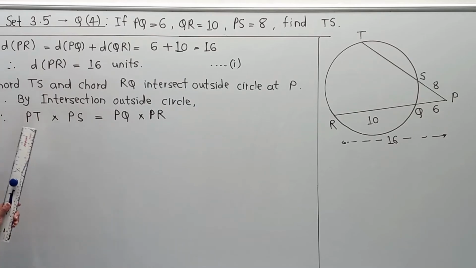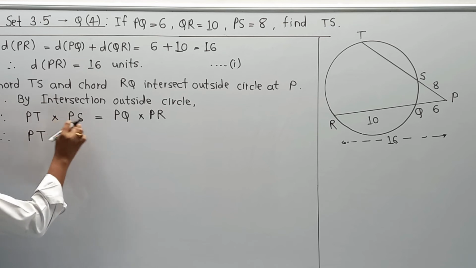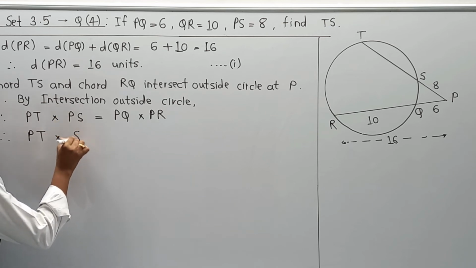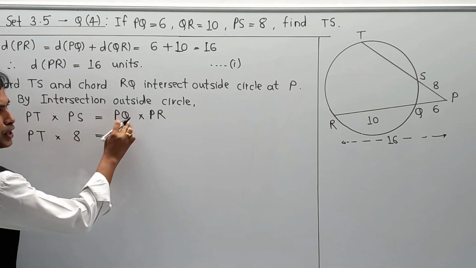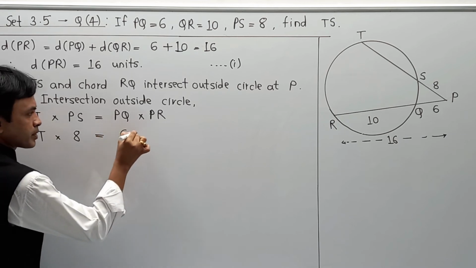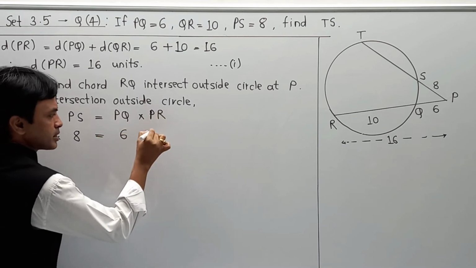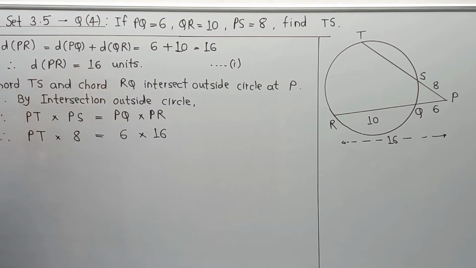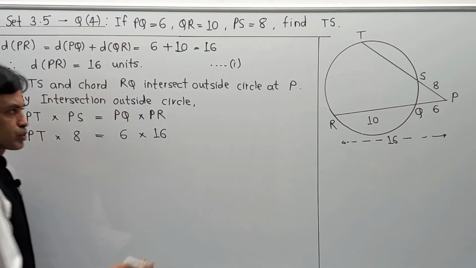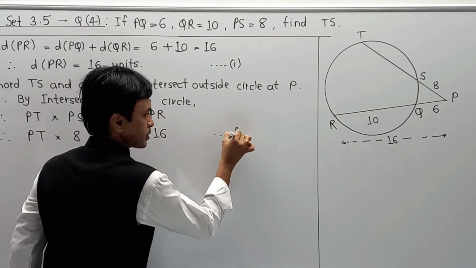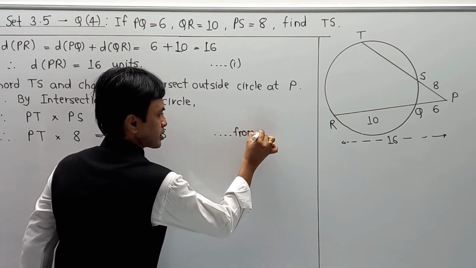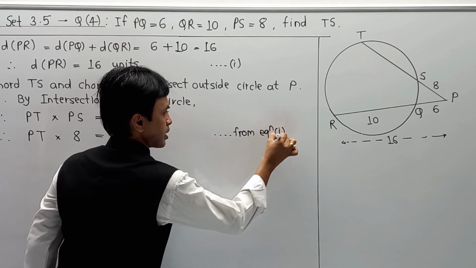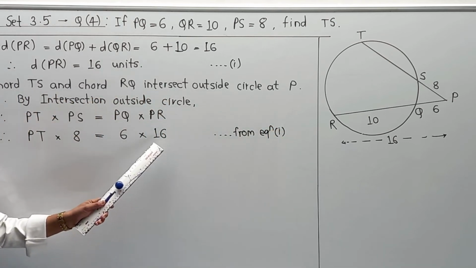Now simplification. PT is unknown for us, into PS, according to the diagram its value is 8, PQ is 6, and PR we have recently calculated as 16. This value we have taken from equation 1, as this 16 value is not provided over here.